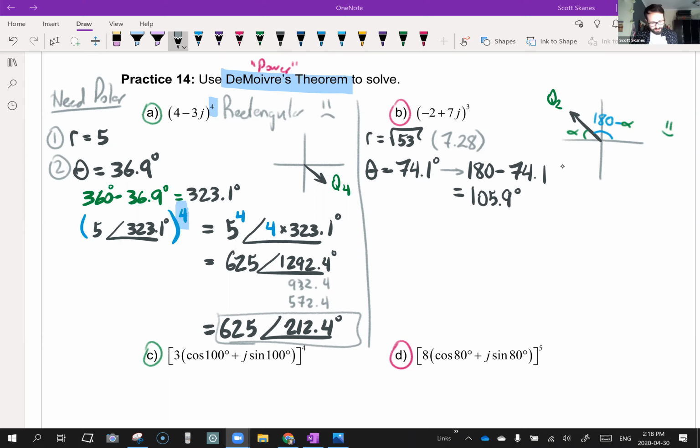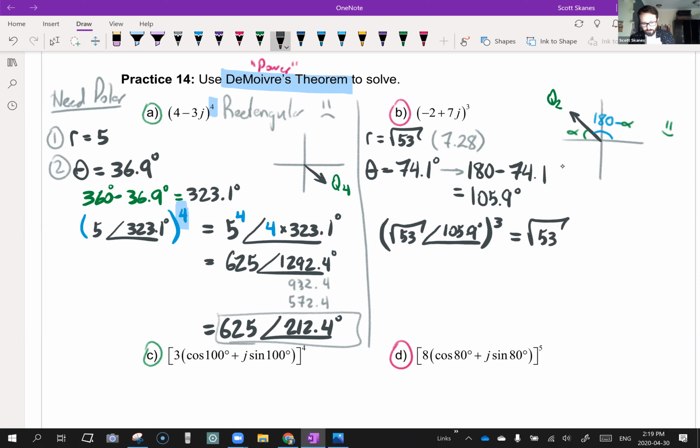Okie doke. So we have everything we need. What were we trying to do? Oh yeah, we're trying to write out the roots. So I'm just going to take root 53, angle 105.9 degrees, and I'm going to go ahead and put that to the power of 3. Because remember that's the actual question. We just couldn't do the actual question until we had it in polar form.